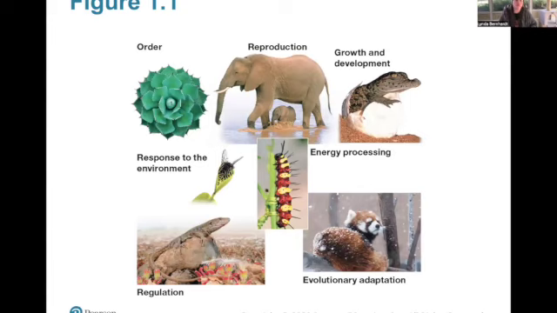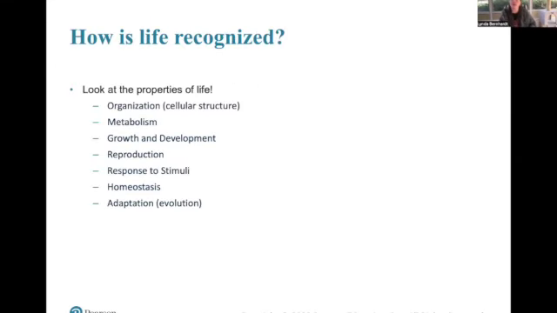This is a quick little picture about what is required to be counted as alive. So, how is life recognized? Well, here you go. It's the properties of life. There has to be organization, which means like a cellular structure. You have to have a metabolism. There must be growth and development, reproduction, response to stimuli, homeostasis, and adaptation. In other words, evolution. So these are properties of life.